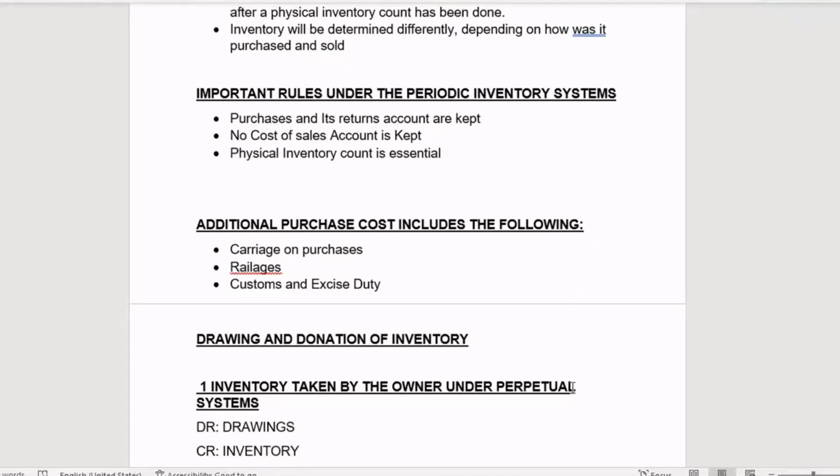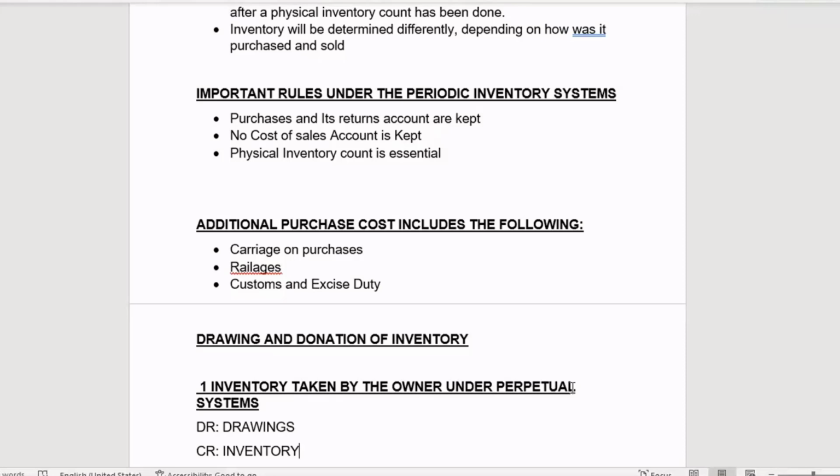All right, let's have a look at the important rules under the periodic inventory system. The purchases and its returns are kept, and there is no cost of sales account. Remember, it's only kept in the perpetual inventory system. A physical inventory count, despite the method we are in compliance with, is vital or essential. Additional purchase costs include the following: carriage. Remember, this is when you calculate the cost of sales or determine the inventory. The railage, customs and excise duty.